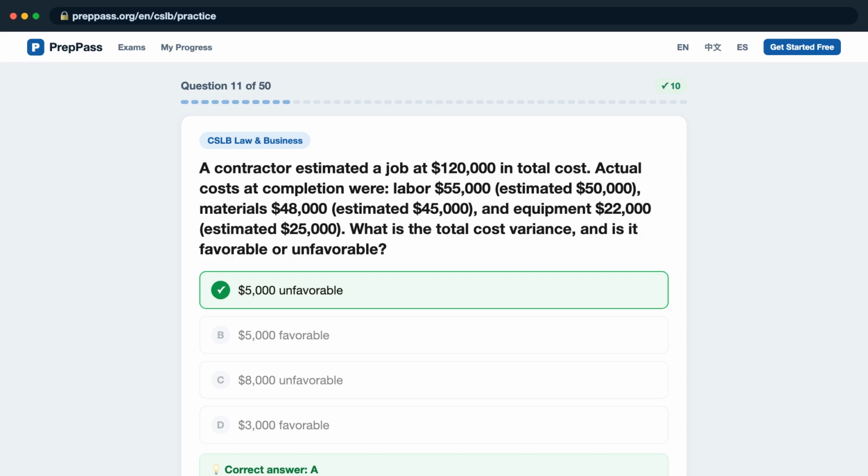Estimated total equals $50,000 plus $45,000 plus $25,000, equals $120,000. Actual total equals $55,000 plus $48,000 plus $22,000, equals $125,000. Variance equals actual minus estimated, equals $125,000 minus $120,000, equals $5,000 over budget, which is unfavorable. Labor and materials overruns more than offset the equipment savings.